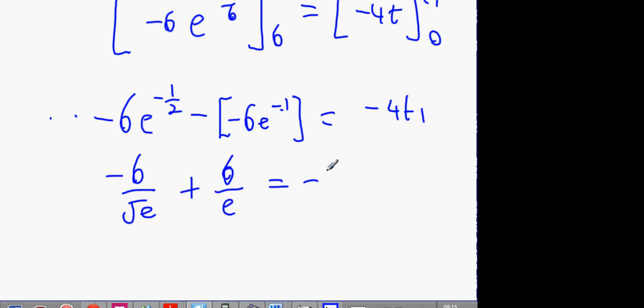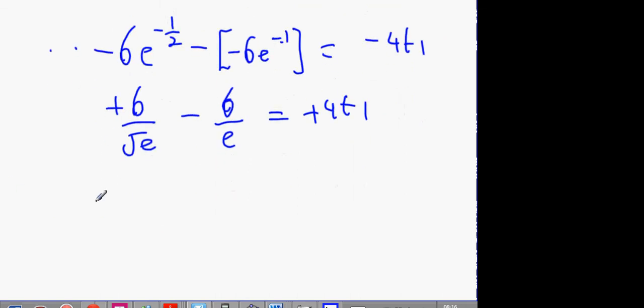And that equals minus 4t1. Multiply both sides by minus, change that to a plus, change that to a plus, and change the middle one to a minus. And then once we got that done, we're going to divide both of them by 4. So we're going to get 6 over 4 root e minus 6 over 4e.